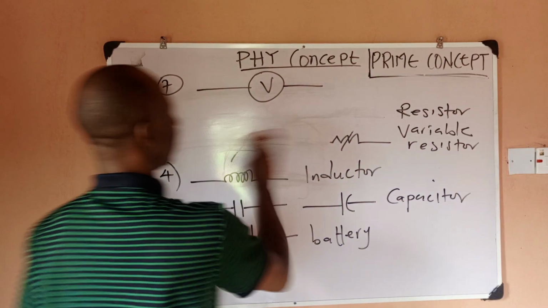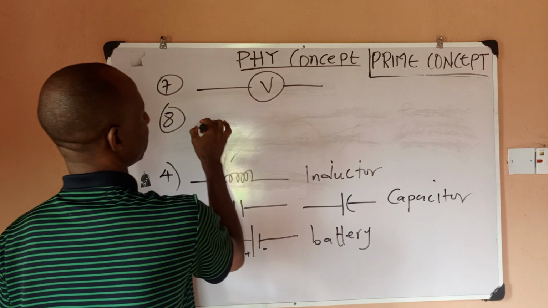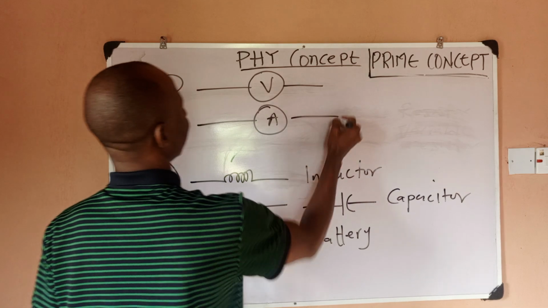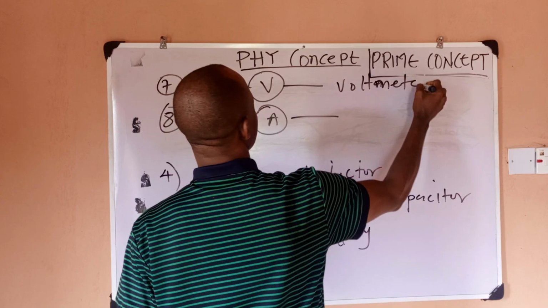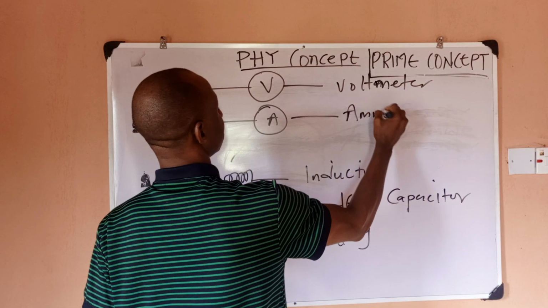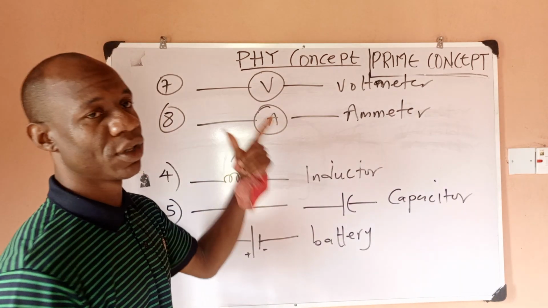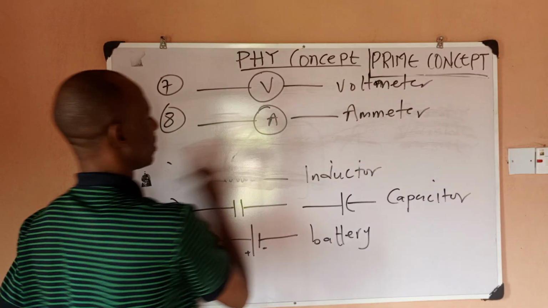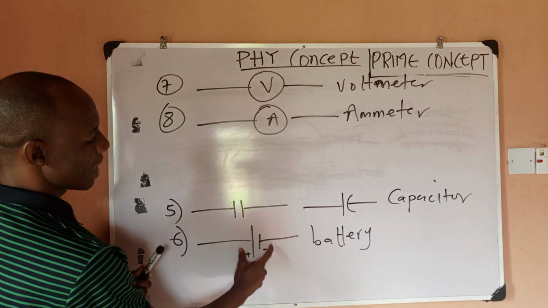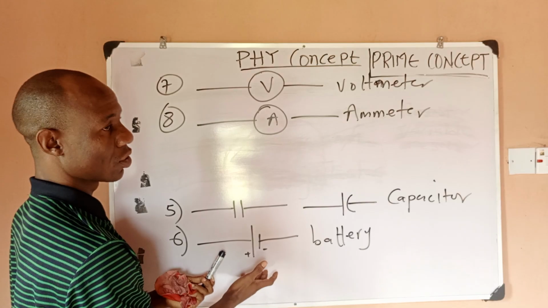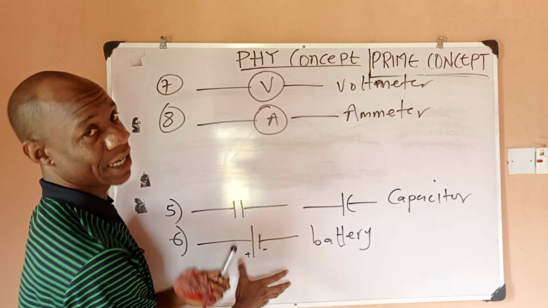We have number 8, an ammeter. This is a voltmeter. This one is an ammeter. An ammeter is an instrument that is used to measure current flowing through a circuit. That is an ammeter. Remember the battery we have here: a battery is simply a source of direct electricity. That is what a battery gives us, DC, direct current.